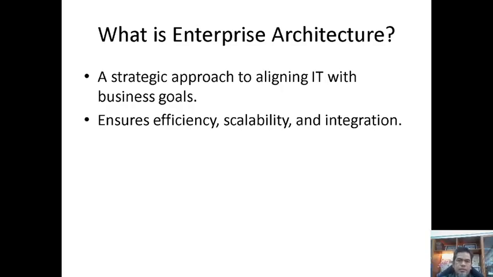So another definition of enterprise architecture: the objective of enterprise architecture is to ensure efficiency, scalability and integration. Efficiency means any application that you develop should improve the business process from before to after the application is implemented. If the efficiency of the business is not improved, that is considered a failure of the system. The system failed to improve the current business process to a better one.